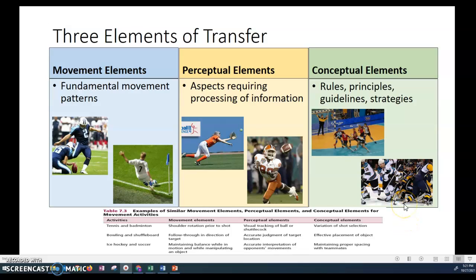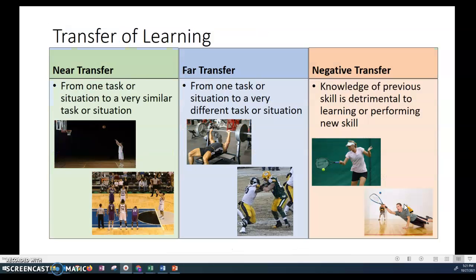So again, movement elements, perceptual elements, and conceptual elements are things we want to think about when we think about transferring things over. The reason why this is important as we get to our applied thing is that, being coaches or movement practitioners, we want to think about how we can transfer what we do in practice into performance in a game situation. So it's a huge part of what we do, right?